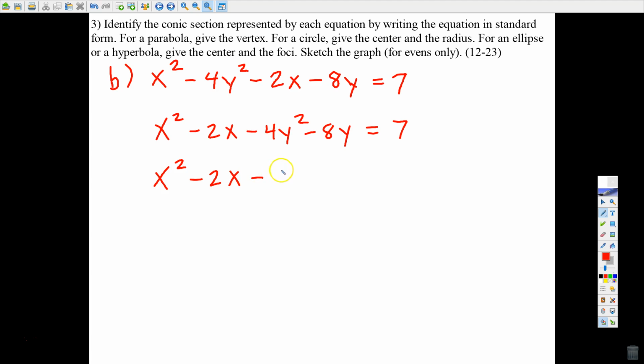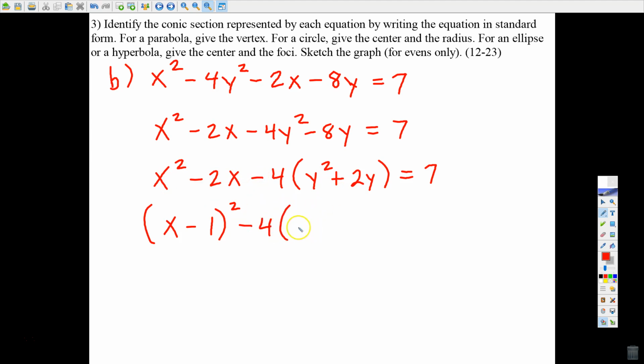Okay, so just think factoring out -4, and that's going to give me y squared plus 2y. Okay, we're still equivalent. If I do -4 times y squared, that's -4y squared, and if I do -4 times 2y, that's -8y. And now we've set it up so that we can complete the square. So x minus 1 quantity squared, we'll be completing the square on x, minus 4, and then this is going to be y plus 1 quantity squared.